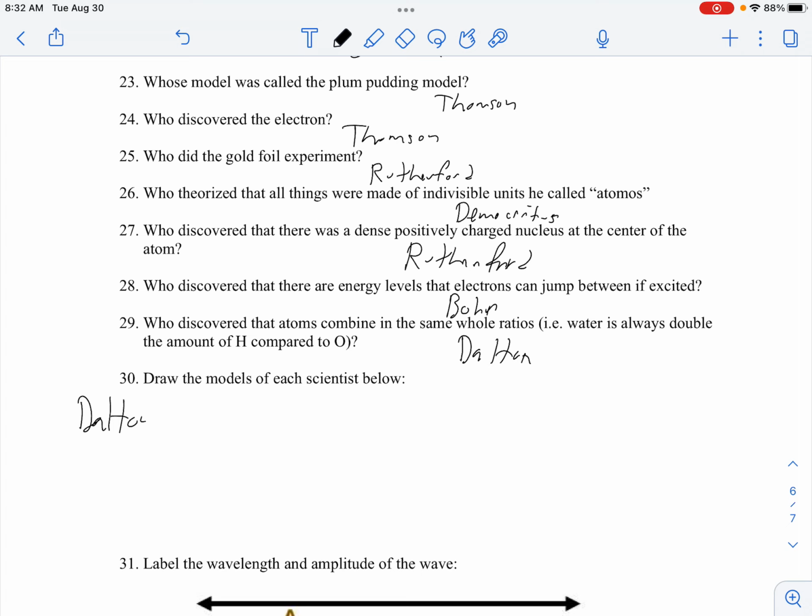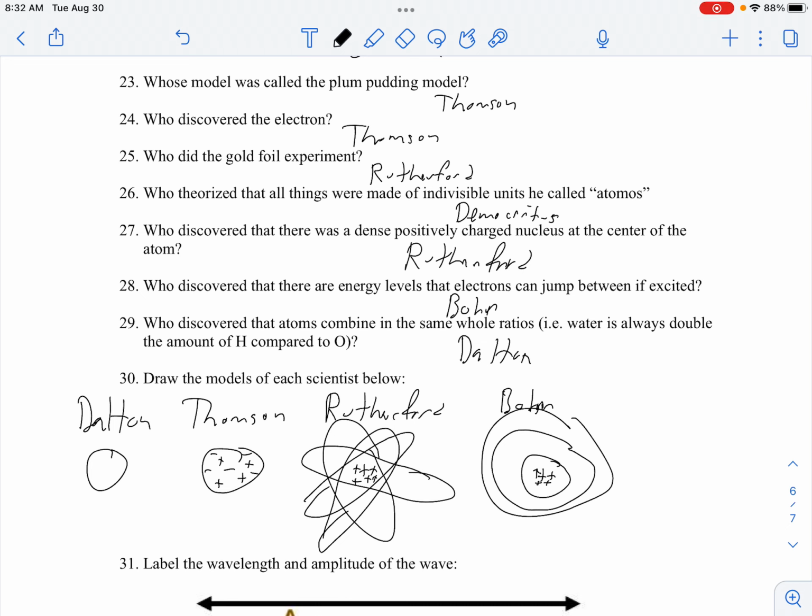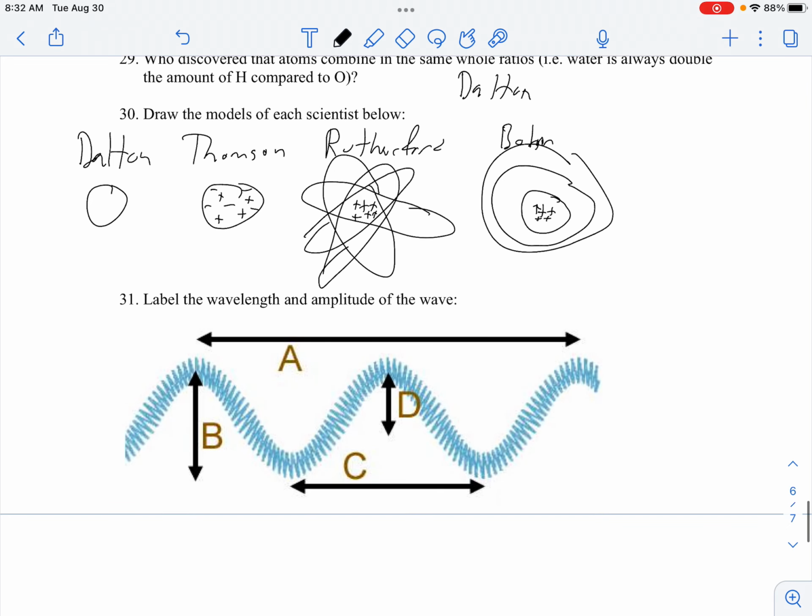Okay, models. So Dalton was the first one. Looks like this. Then you have Thomson, plum pudding model. Then you have Rutherford, densely positive nucleus with electrons orbiting around. Then you have Bohr and the planetary model. So again, positive nucleus, but electrons are orbiting in layers.